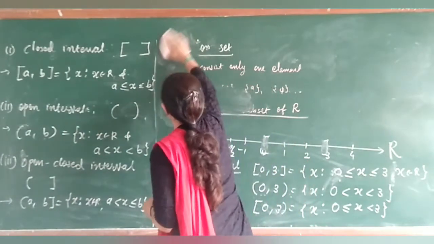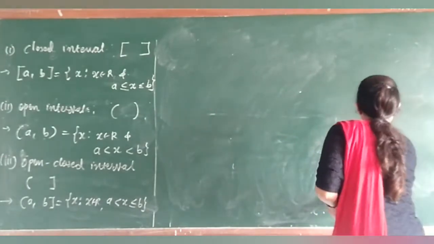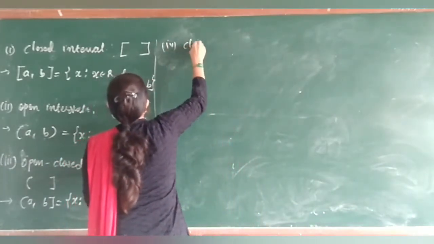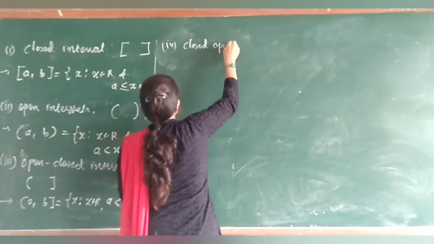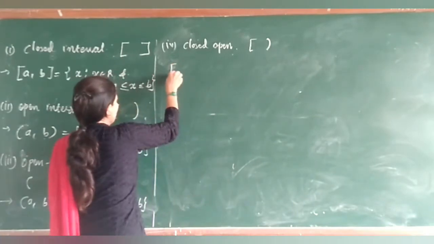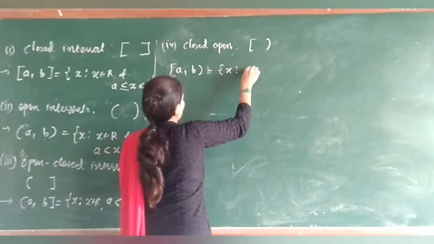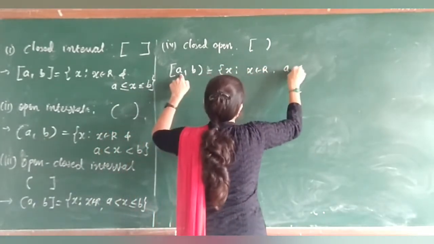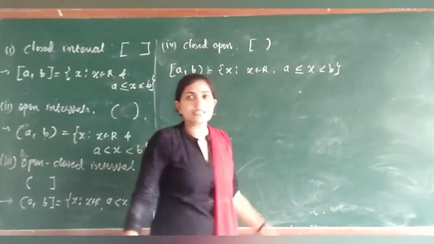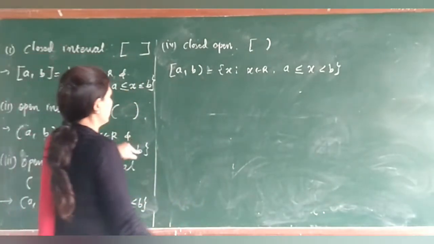Now the fourth is closed open. So if I write closed A, open B, it will indicate all those x where x belongs to R. A is closed, meaning it will be included in the bracket, and B is open, so it will have only less than B.